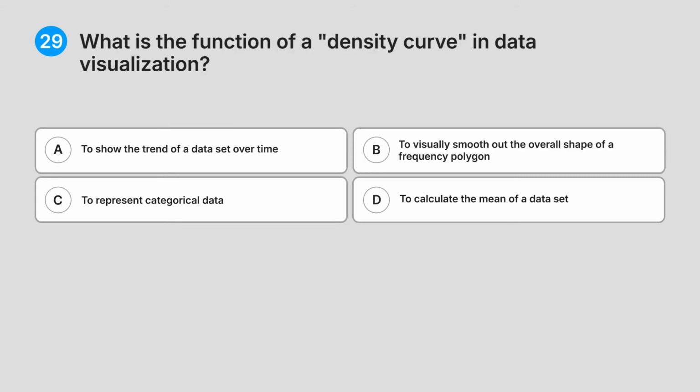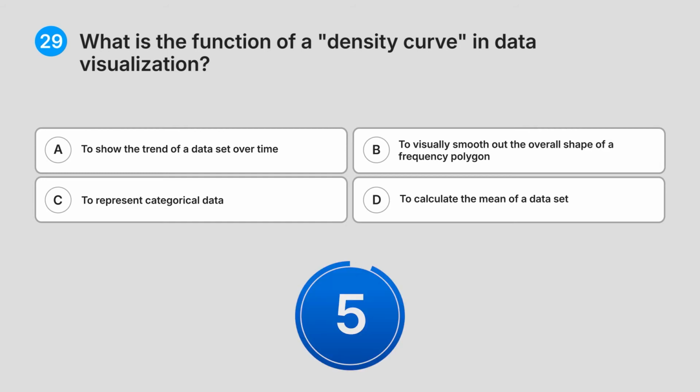29. What is the function of a density curve in data visualization? A. To show the trend of a dataset over time. B. To visually smooth out the overall shape of a frequency polygon. C. To represent categorical data. D. To calculate the mean of a dataset. What do you think is the answer?